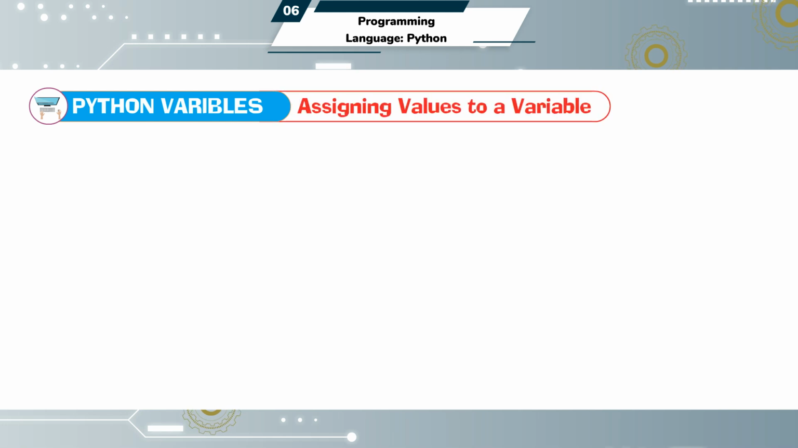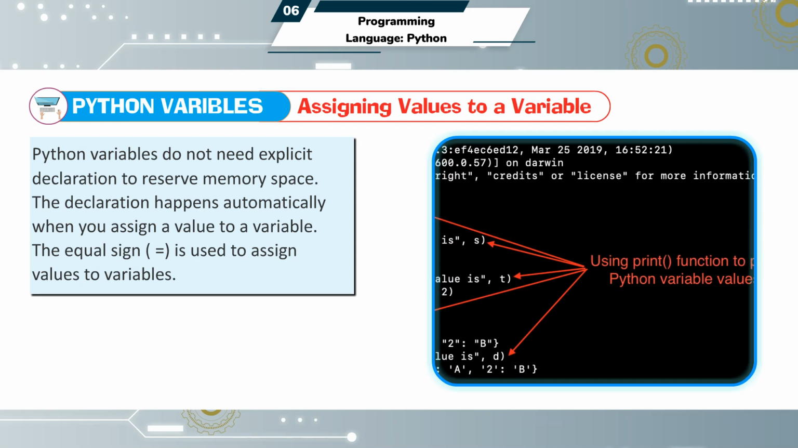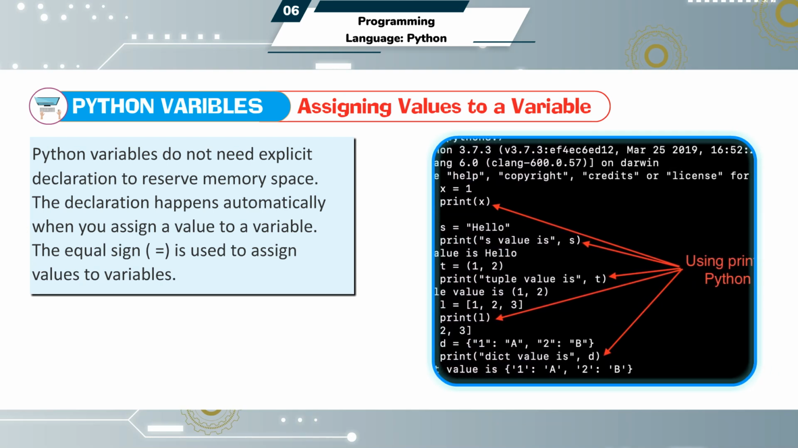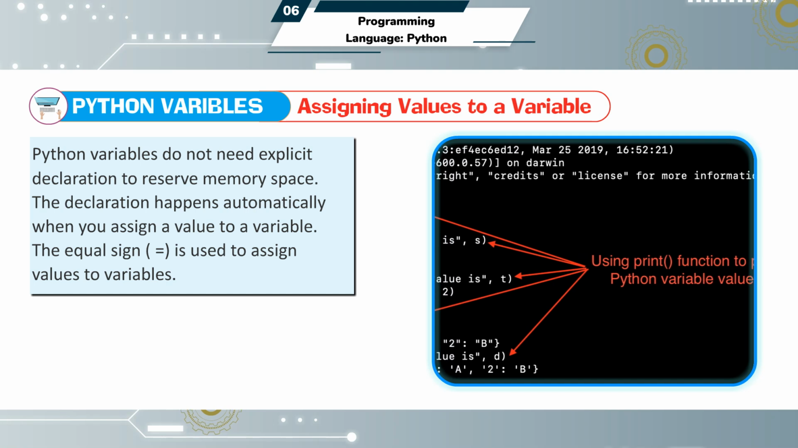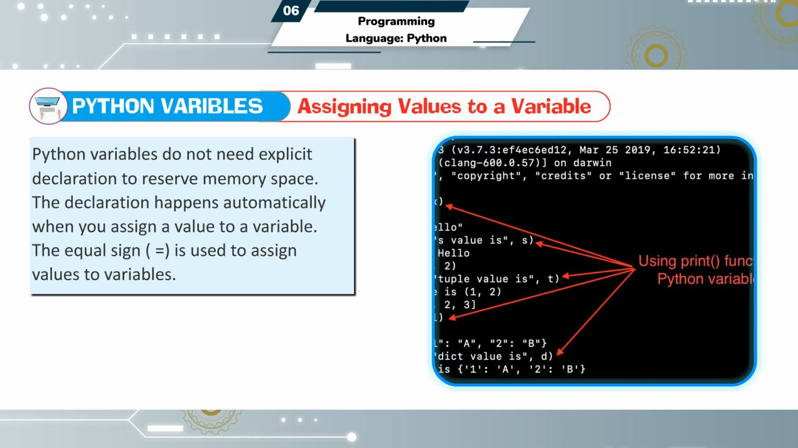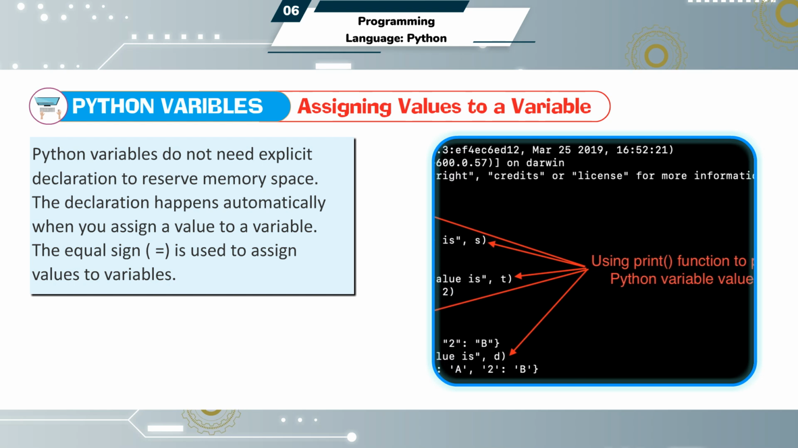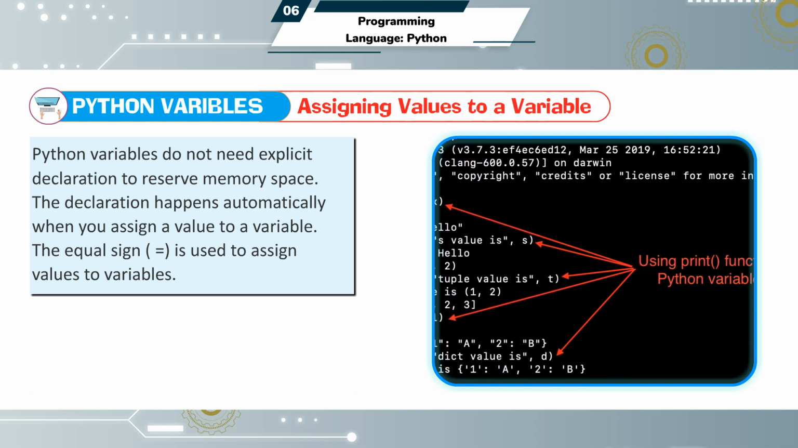Assigning values to a variable. Python variables do not need explicit declaration to reserve memory space. The declaration happens automatically when you assign a value to a variable. The equal sign is used to assign values to variables.